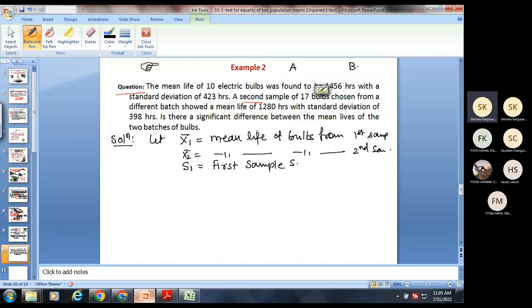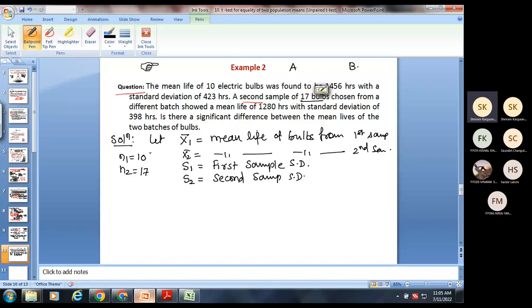First sample standard deviation. You have to understand, you define this first, okay? You will get better clarity, a better understanding of the problem. Now what you are given is standard deviation, so capital S will be there. Remember. And S2 is second sample standard deviation. Now what is N1? Sample size, number of samples drawn from first population. And what is N2? It is 70.